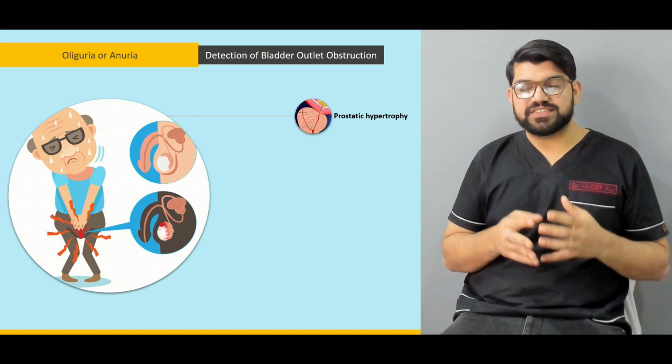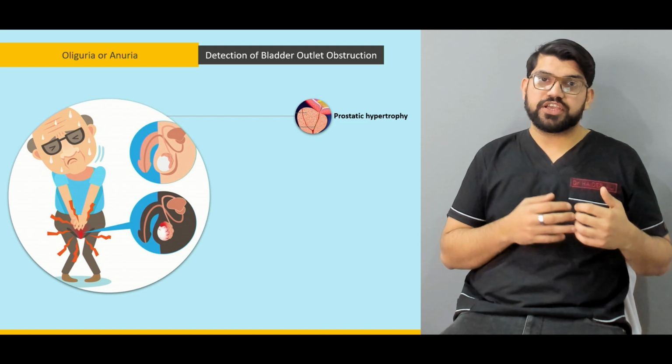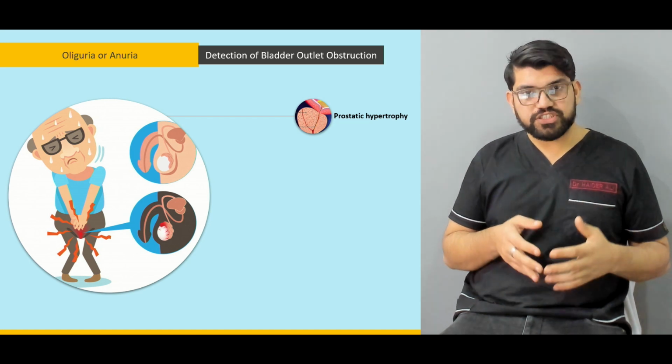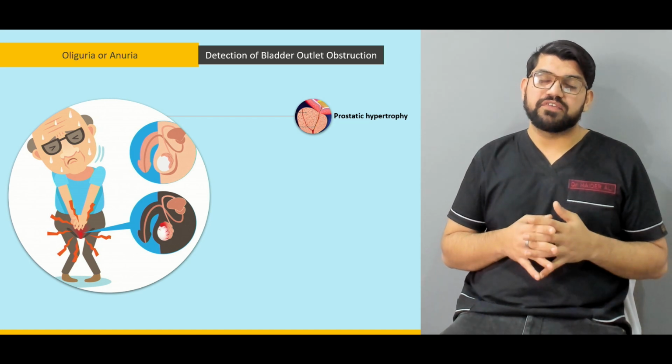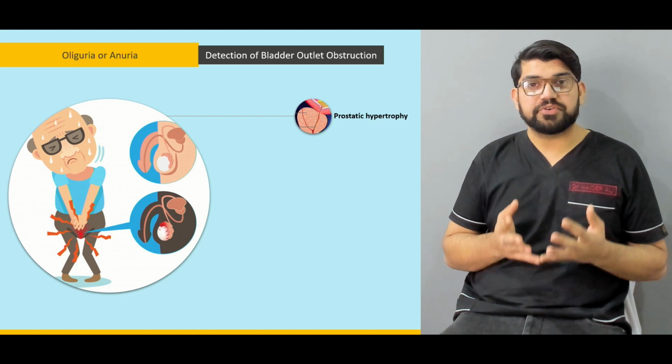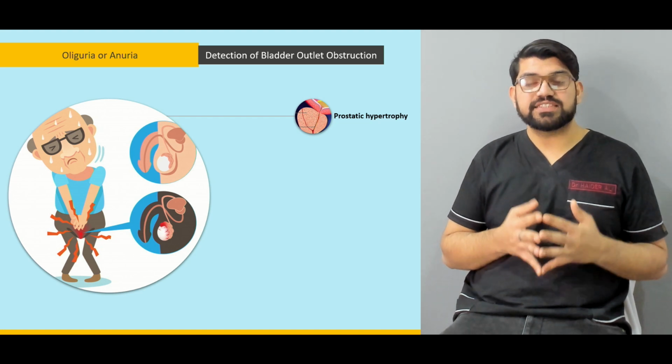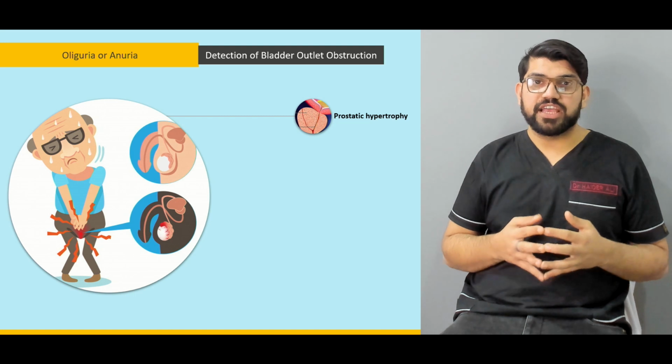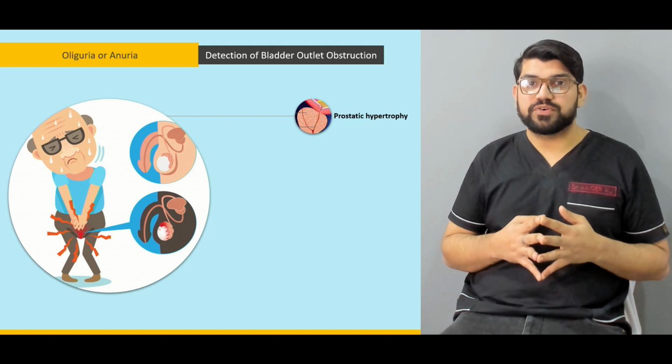What happens then is there is increased back pressure and accumulation in the bladder, and eventually back to the ureter and to the kidneys, which increases pressure inside the kidneys and can cause acute kidney injury and hydronephrosis of the kidneys.